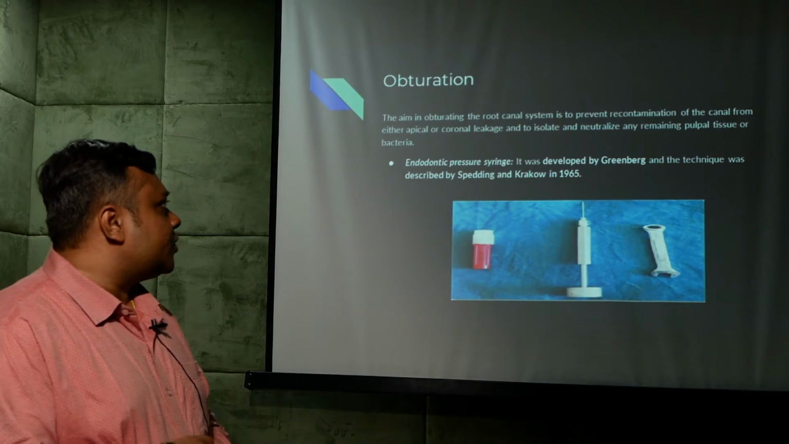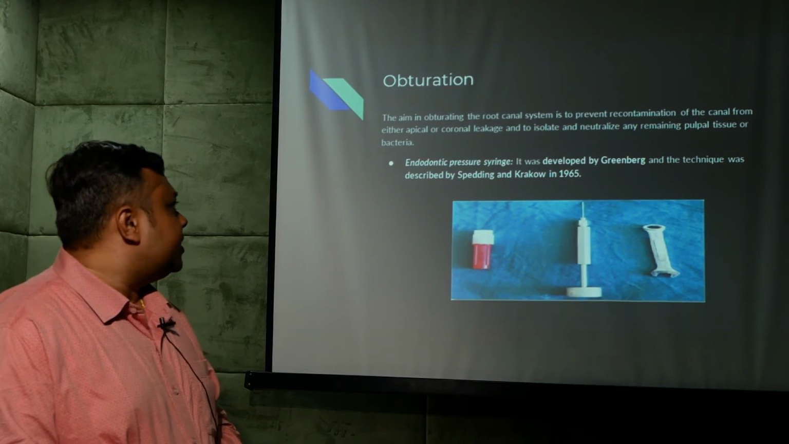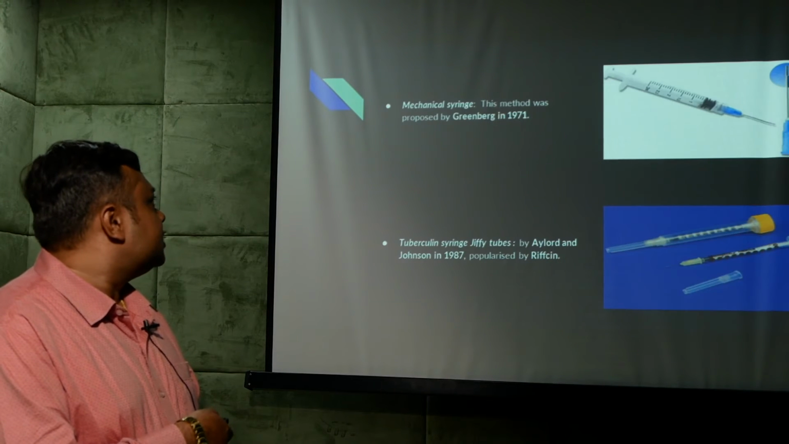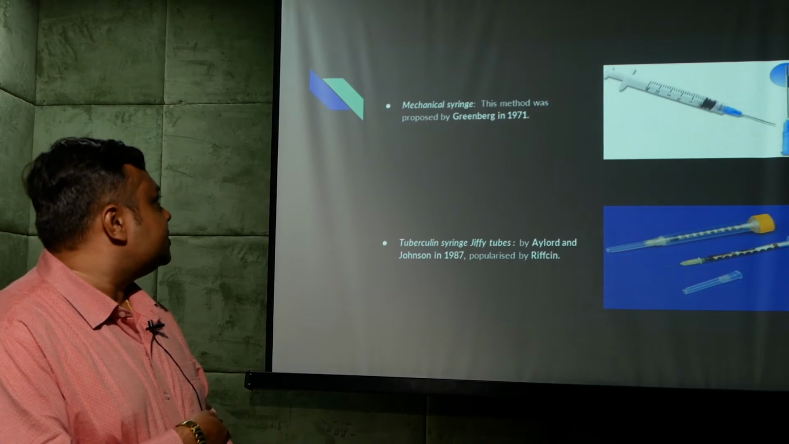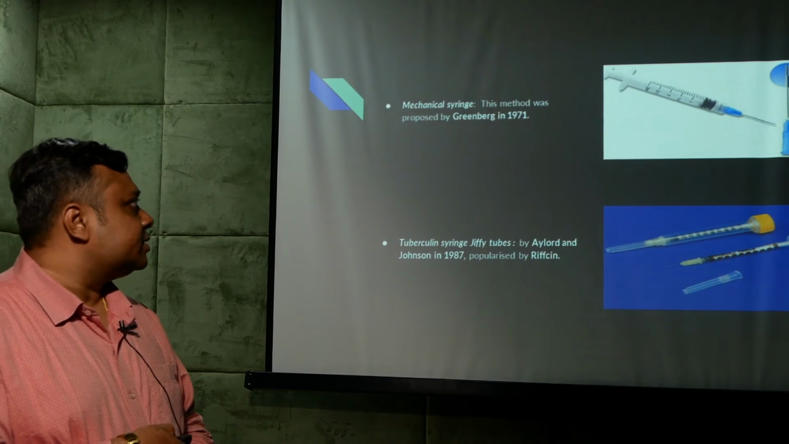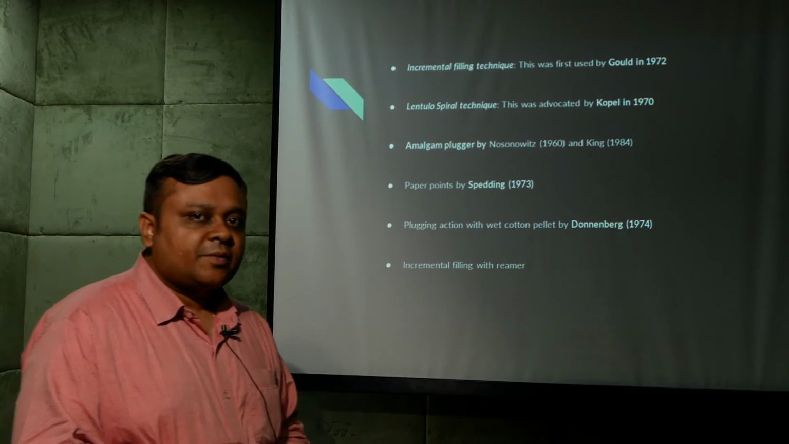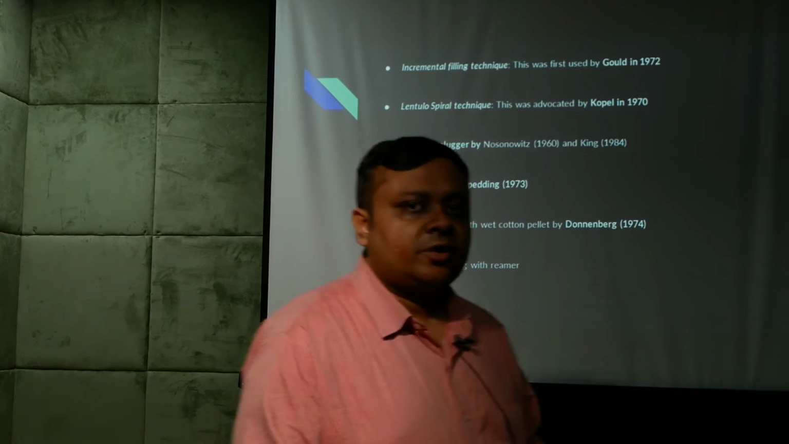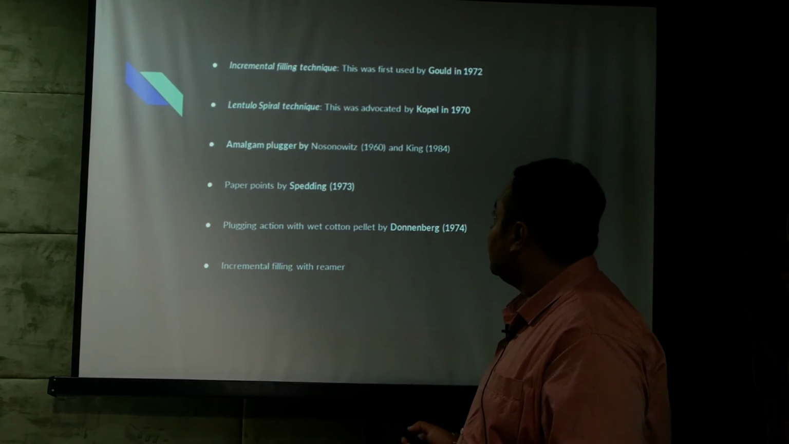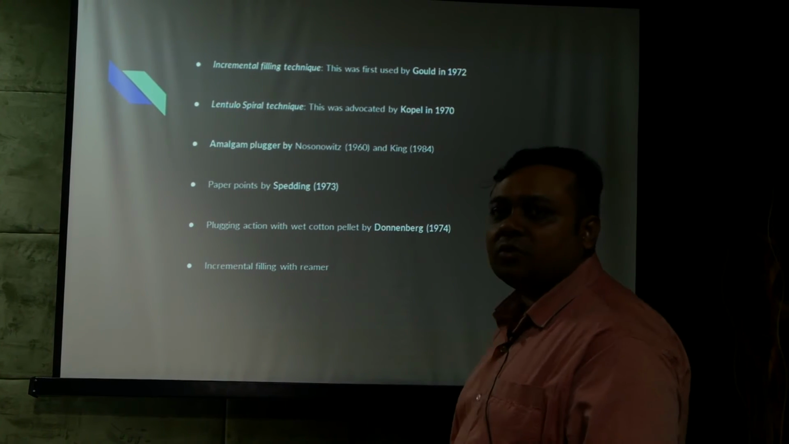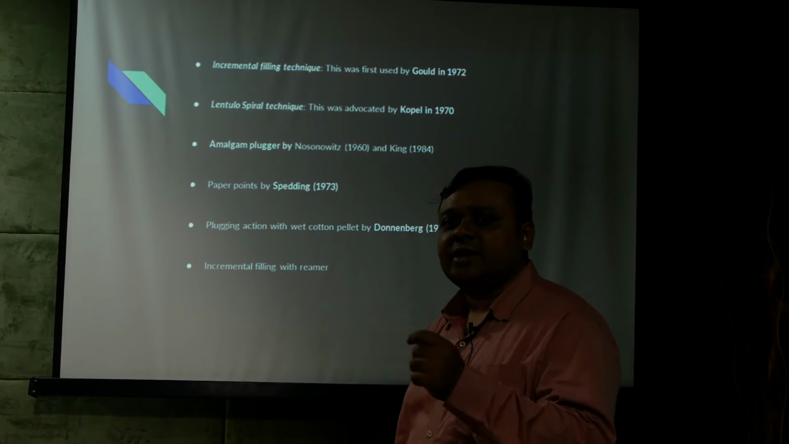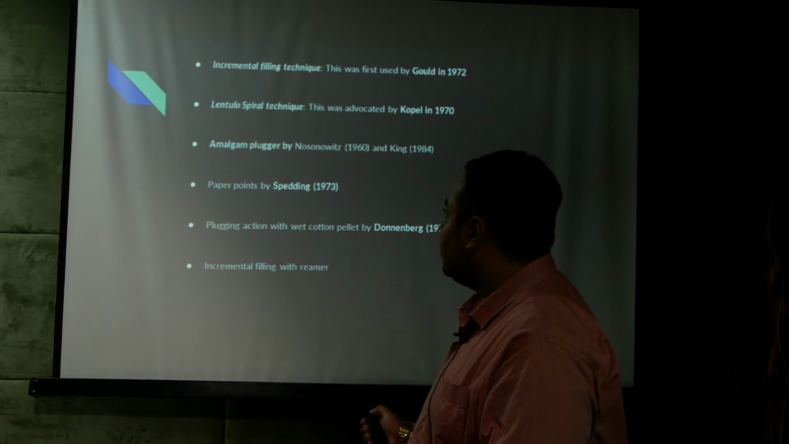The endodontic pressure syringe was first developed by Greenberg, and it is used for obturation of root canals. This can be a mechanical syringe and it can be a tuberculin syringe as told by these authors. These are the various other methods or techniques which are used in the obturation of root canals. Like there is an incremental filling technique. There is the lentulo spiral technique also, that is the root canal obturation material is taken on the lentulo spiral and it is inserted into the canal with the help of it.